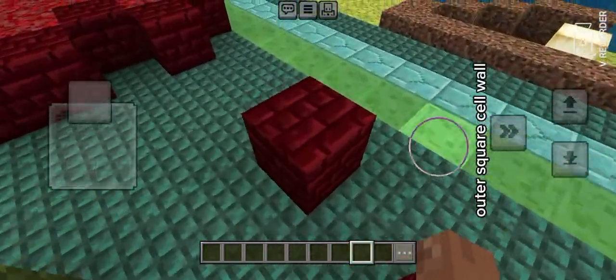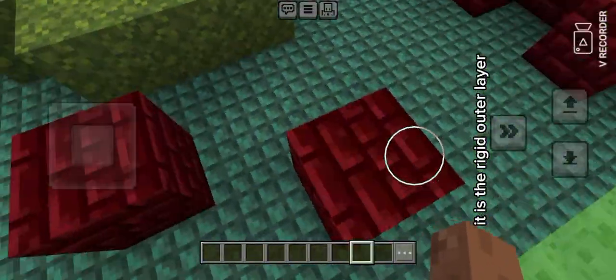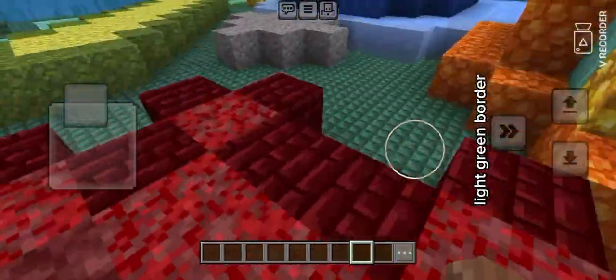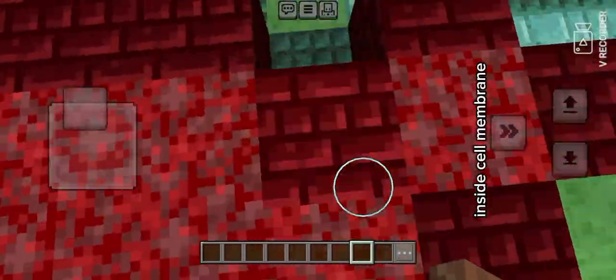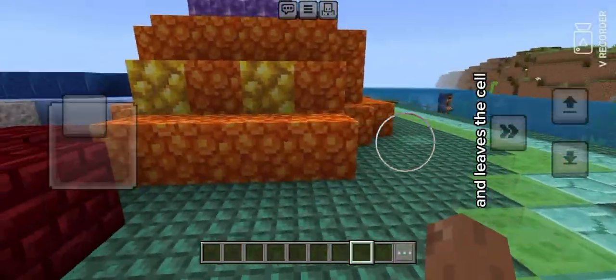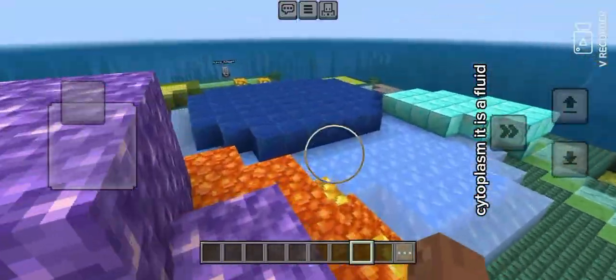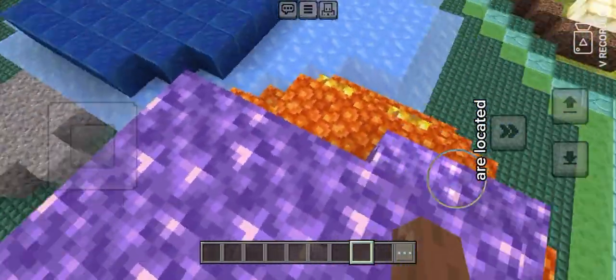Large yellow outer square. Cell wall. It is the rigid outer layer that protects the cell and gives it shape. Light green border inside. Cell membrane. Controls what enters and leaves the cell. Dark green background. Cytoplasm. It is the fluid where all the organelles are located.